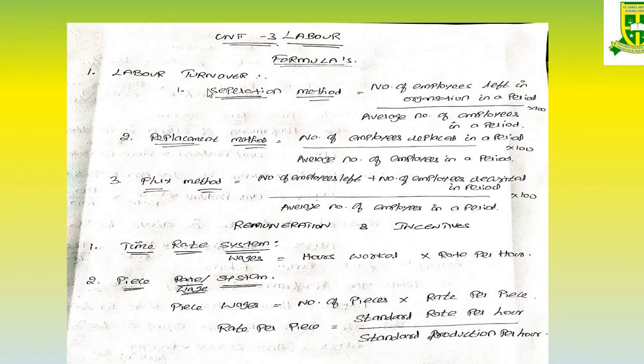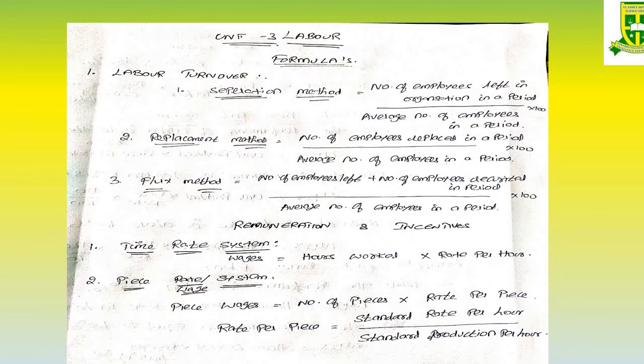Under labor turnover we have three methods, three formulas that can be used. The first one is the separation method, the second is the replacement method, and the third one is the flux method. The separation method is about the persons separated from the organization. How many people have left the organization? They would have gone on their own, or the company has laid off the particular person. So both have to be included in the separation.